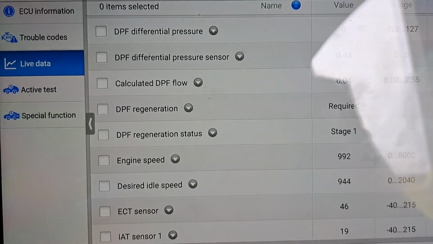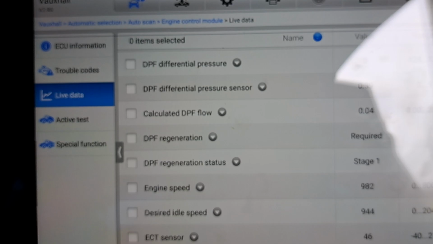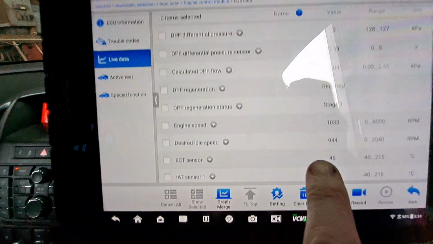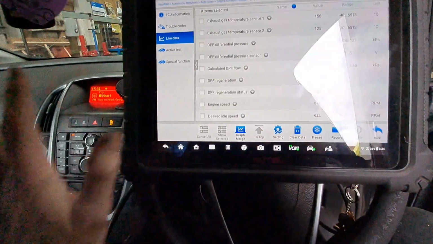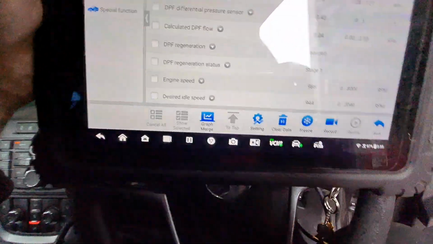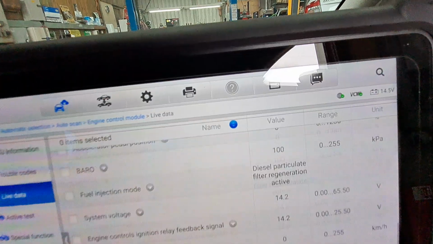Right, so can anybody help me? Because I'm a bit confused. So let's zoom this out. Right, so this is the DPF data. So I have not commanded this car to do anything. And if we look down, where is it?